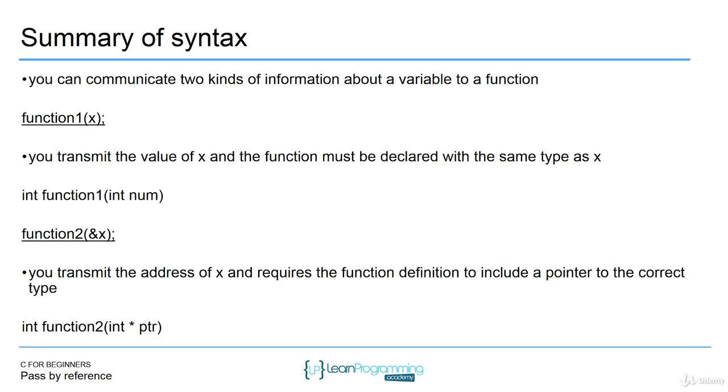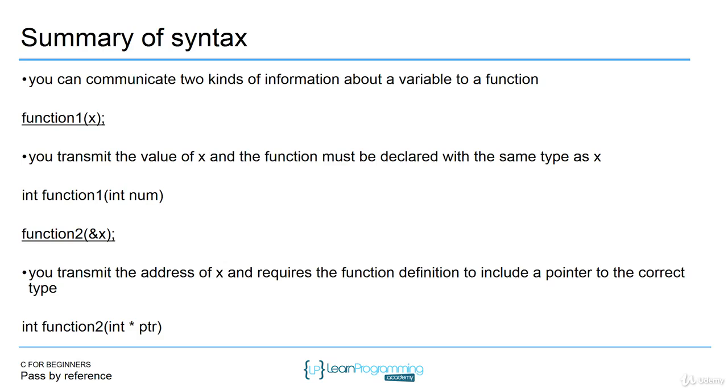And then if you want to actually invoke an address of x, it requires the function definition to include a pointer to the correct type. So whenever you use pointers, you have to make sure that if you're passing in data and that data is not a pointer, you have to get the address of it.